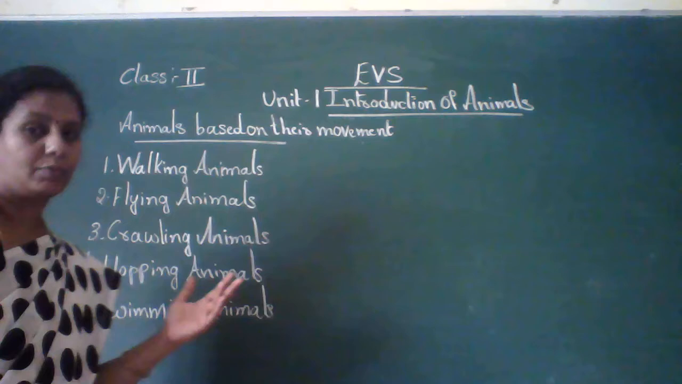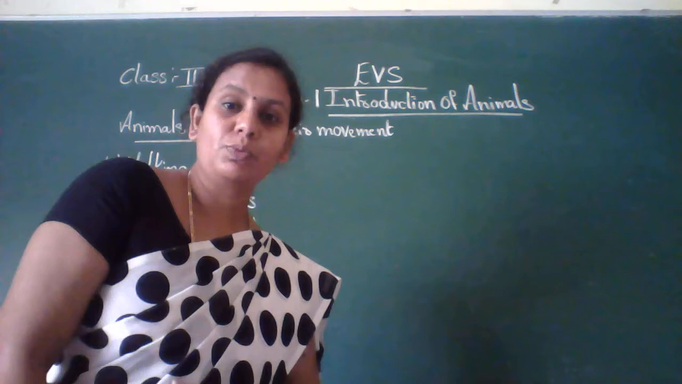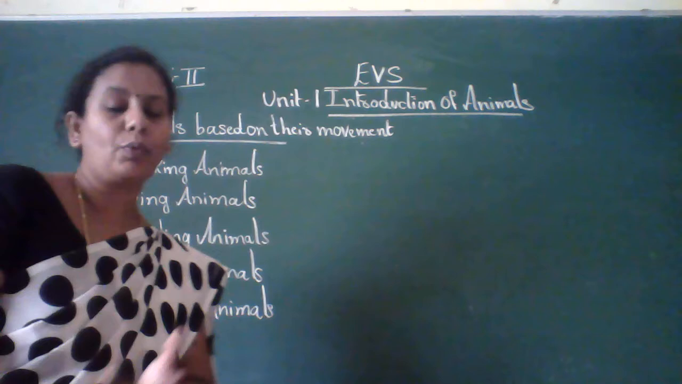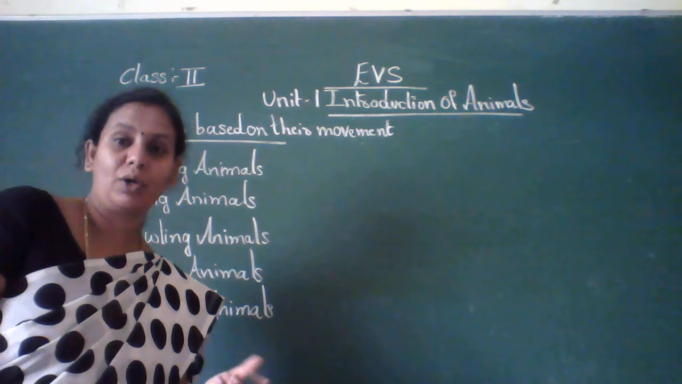So we have learned what we mean by walking animals. The animals that move on their legs, isn't it? So they are called walking animals. We human beings are also walking animals because we walk on our legs, isn't it? Examples for walking animals: tiger, lion, elephant, cow, goat, sheep, horse, buffalo, dog, donkey, camel. All these animals move on their legs, isn't it? So they are called walking animals.